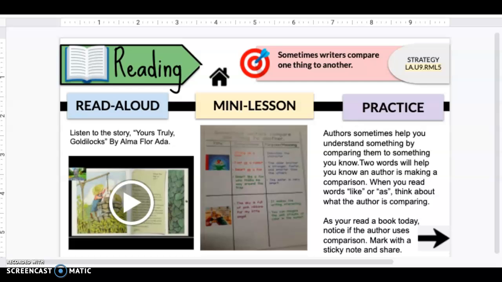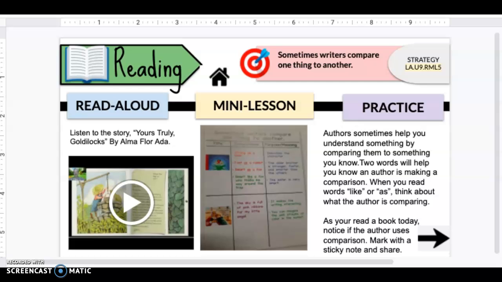Today we're talking about how authors compare one thing to another to help us understand maybe a character or what they're talking about a little better. Sometimes the authors help you understand by using two words, the words like and as, to make a comparison. And when you read the word like or as, think about what the author is comparing.